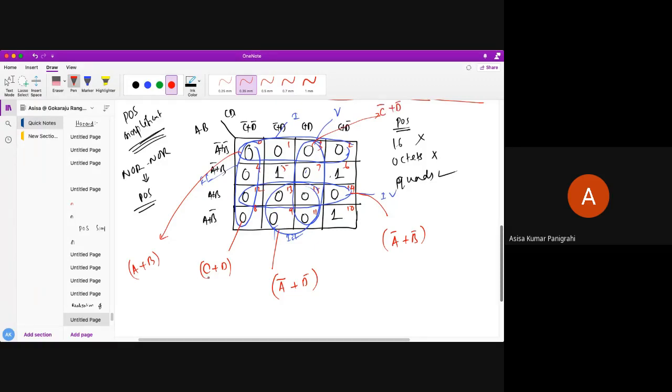So what is the final function we got, students? The final function Y is C bar or D bar. It's a POS. Remember, students, these are all maxterms: C or D, A or B, A bar or B bar, A or B, and finally anything else? Yes, A bar, B bar, C bar, D bar, C or D, or B, A bar, B bar.